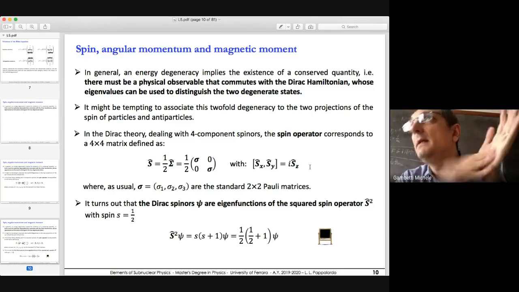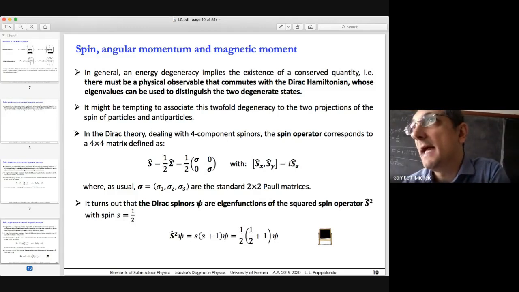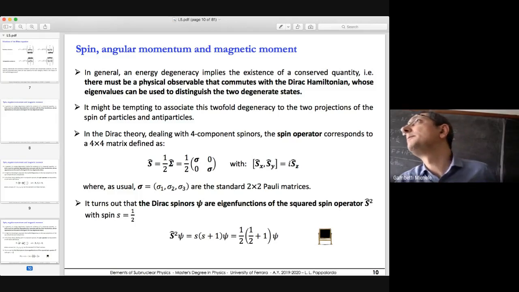Very interestingly, it turns out that the Dirac spinors, so any solution of the Dirac equation, are also eigenfunctions of the squared spin operator, S squared, with spin 1/2. So essentially, any solution of the Dirac equation satisfies this eigenvalue equation for the squared spin operator, where S is exactly equal to 1/2. So let me now show this. I'll now move to the blackboard.